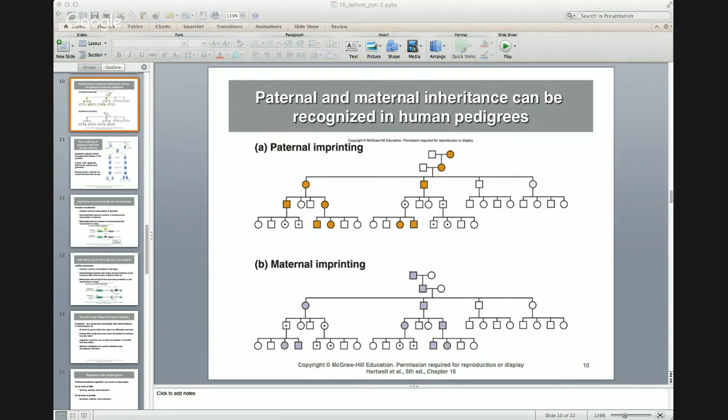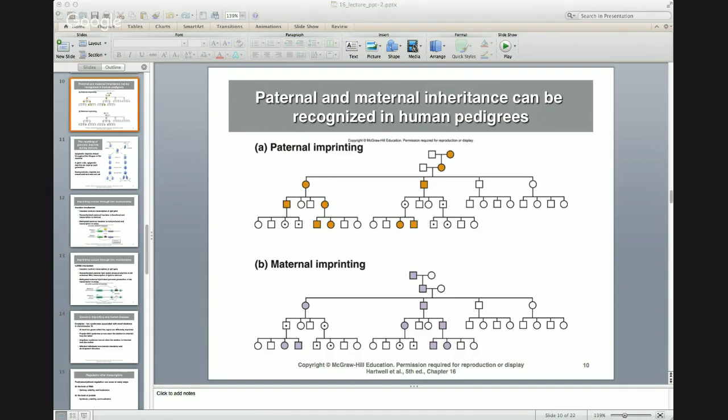Okay, let me try again. Imprinting is the same as silencing. When a gene is imprinted, it is silenced. If a gene is paternally imprinted and it is inherited from the father, it will not be expressed in the offspring. When a gene is maternally imprinted and it is inherited from the mother, it will not be expressed, because imprinting is the same as silencing.